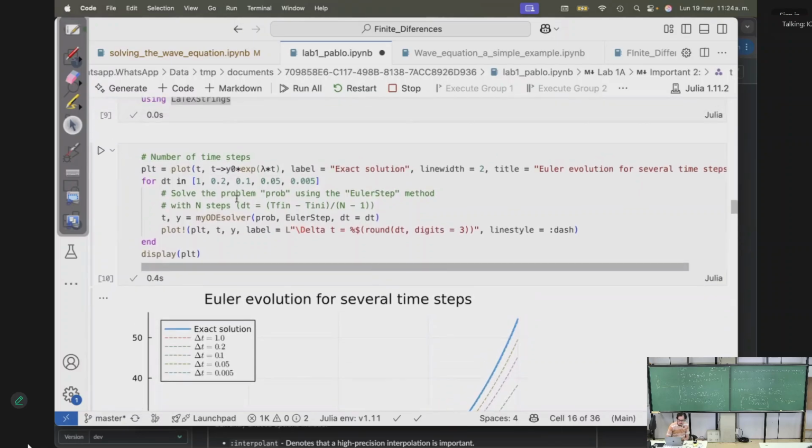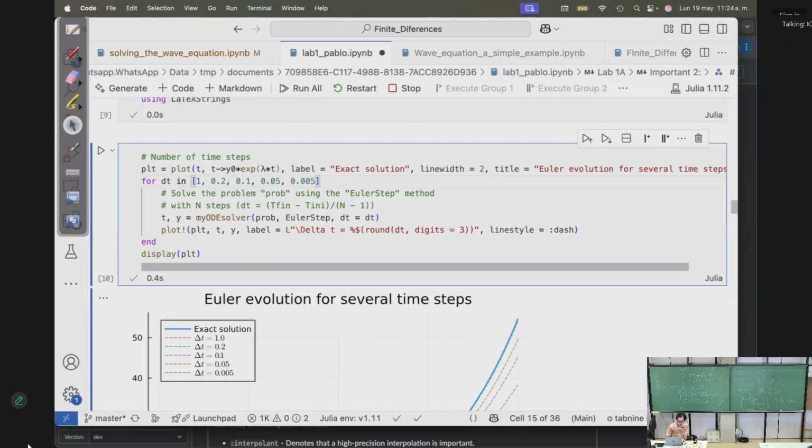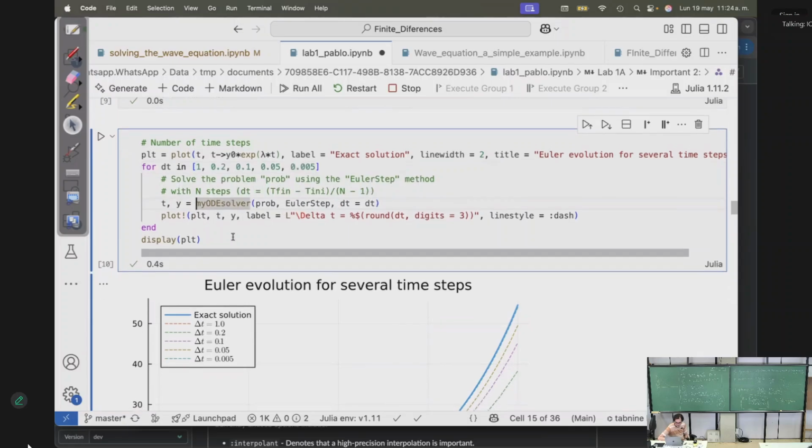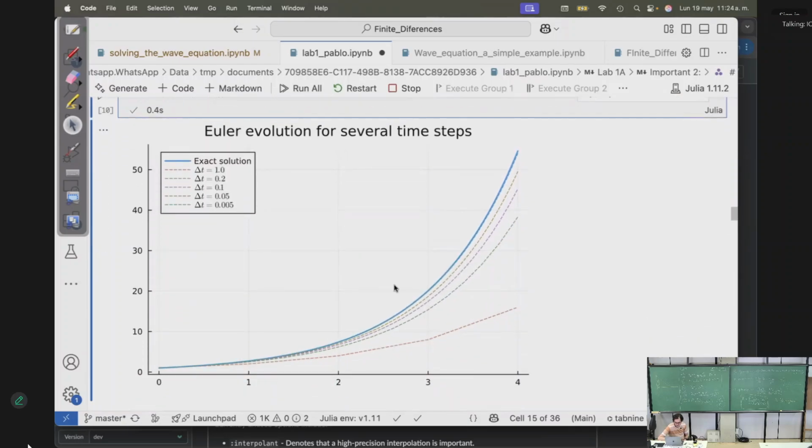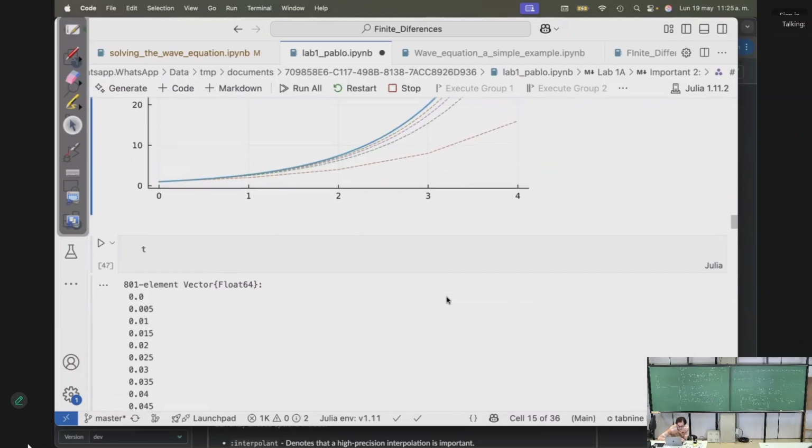In this case, we are iterating over some different values of delta t, which go from 1, 0.2, 0.1, 0.05, down to 0.005. Then we are using our solver with Euler step and plotting what happens with several delta t, and we see that as the delta t gets smaller and smaller, we get closer and closer to the solution. This is delta t equals 1, a very crude approximation, and this is delta t equals 0.005, much better, but still we can see that it's not the exact solution.